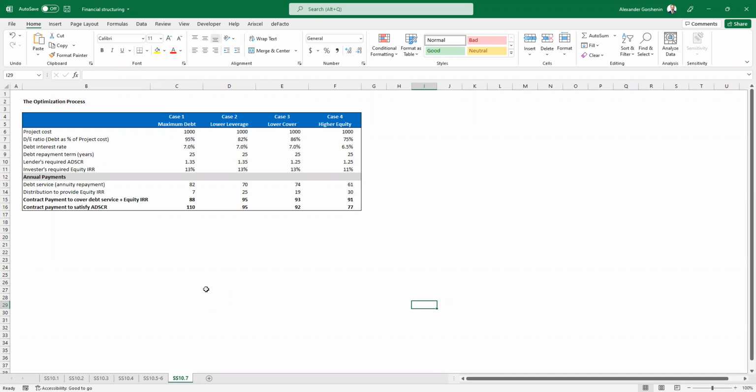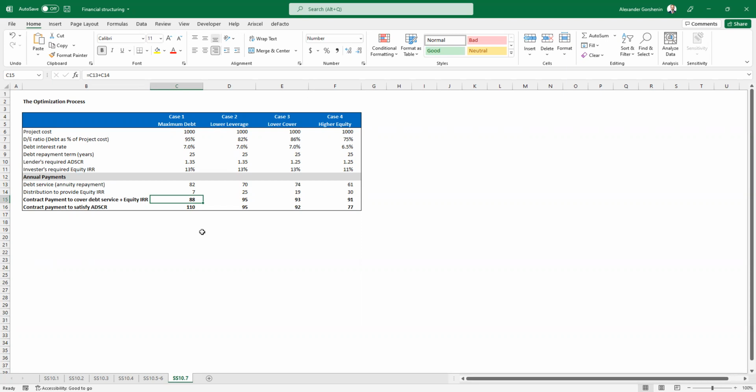However, the project also has to satisfy the lender's requirement of ADCR not less than 1.75. So you can see here the calculations are for the debt service. That is the formula here for annuity payment, then the distributions, and the final contract payment.